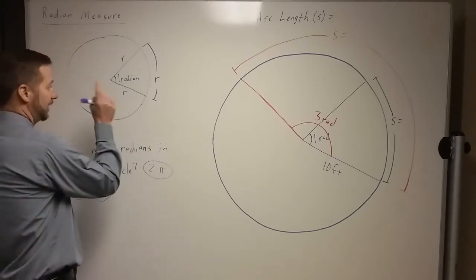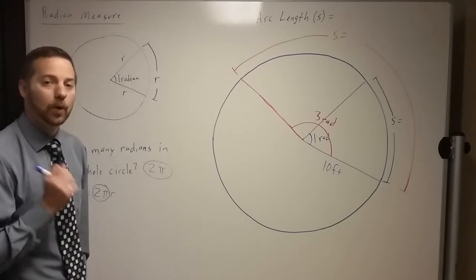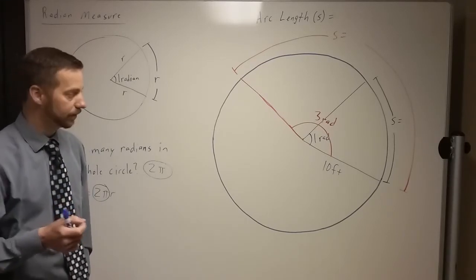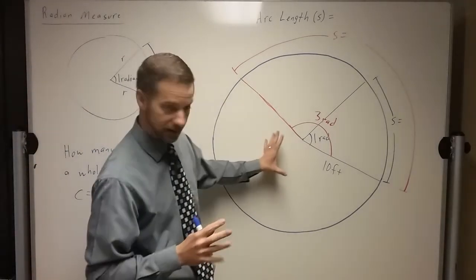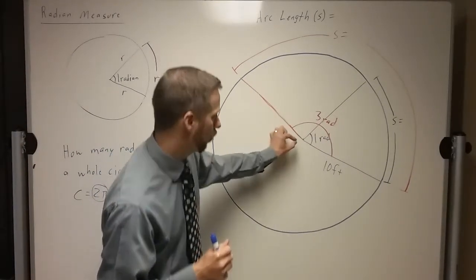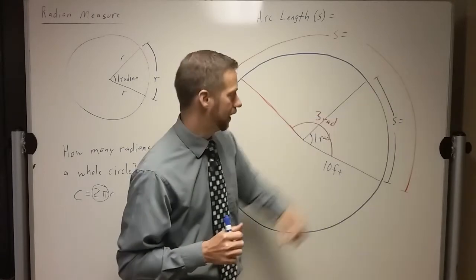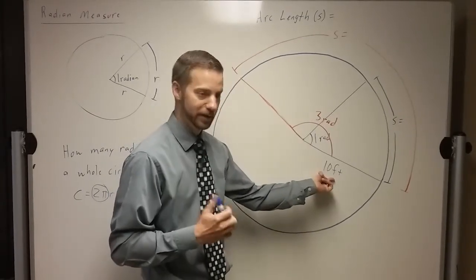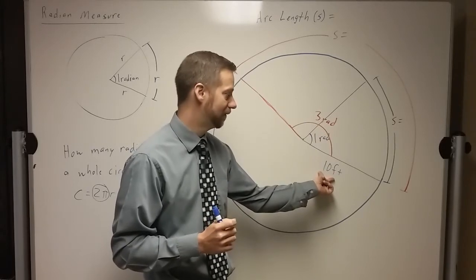So the big application of radians: we've already talked about how to find arc length when the central angle was in degrees. We're going to talk about how to find arc length when the central angle is in radians now. So I've got a couple different things going on in this circle over here. I've got a 1 radian angle right there. And in this one, instead of just saying r, we actually have a measurement in here for the radius. So the radius is 10 feet.